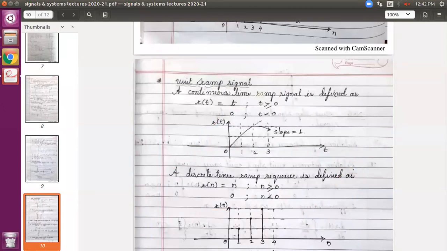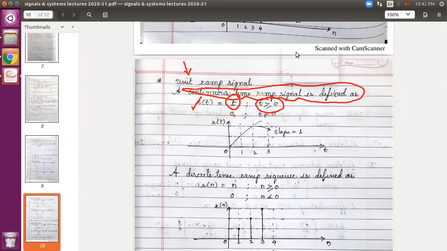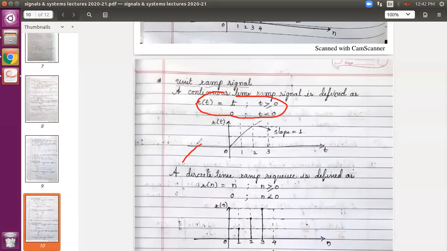Again, we will define it for both continuous and discrete. A continuous time ramp signal is given by, how do you define it? No doubt it is called unit. It is equal to t for t greater than or equal to 0. The value is t. In general, it is t. And 0 for t less than 0. This equation, what is written here, can be analyzed in this particular signal.